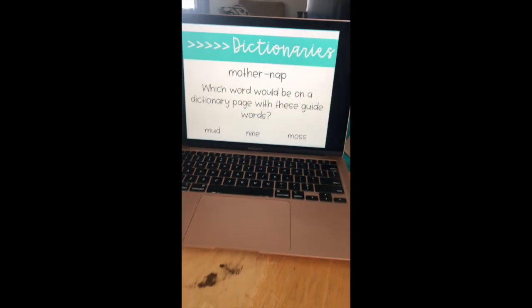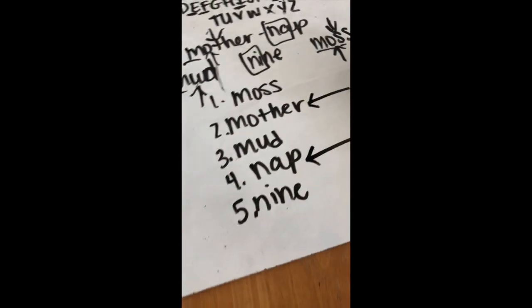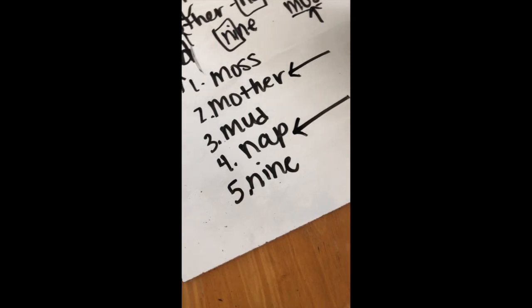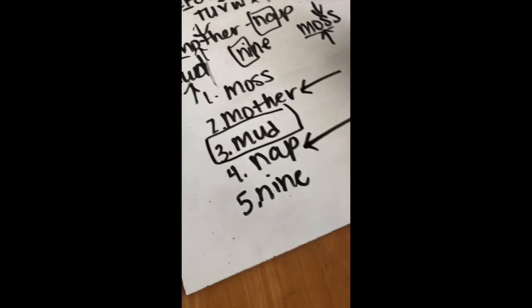Now I want to know which word would be on a dictionary page with these guide words. Again, the guide words are mother and nap. So which word is between mother and nap? If you said mud, you are correct.